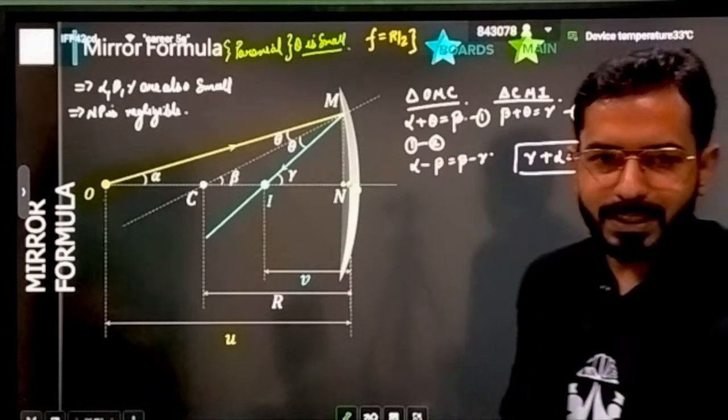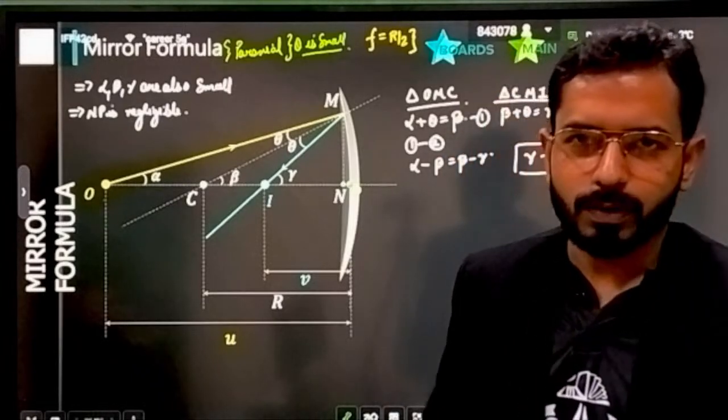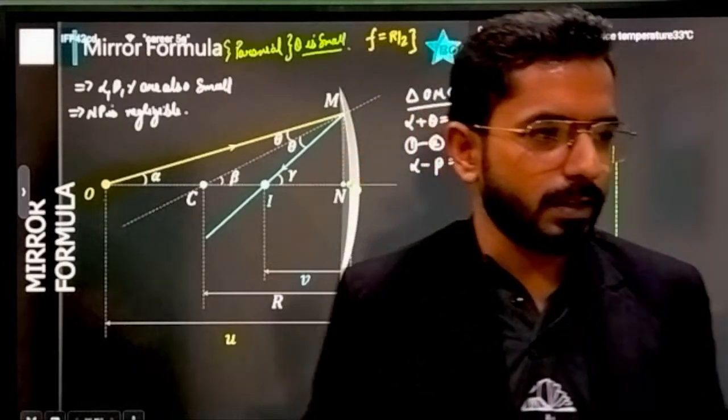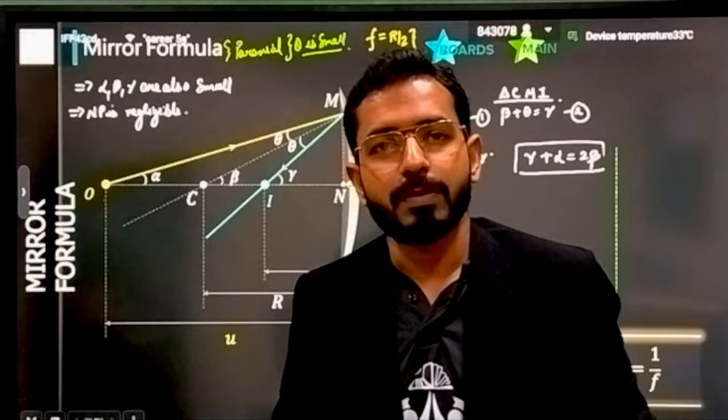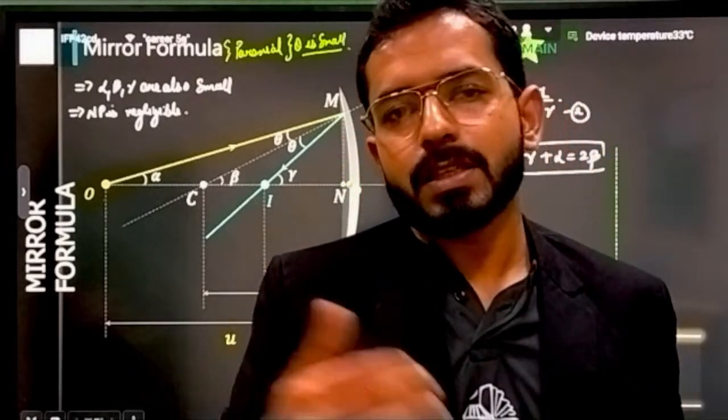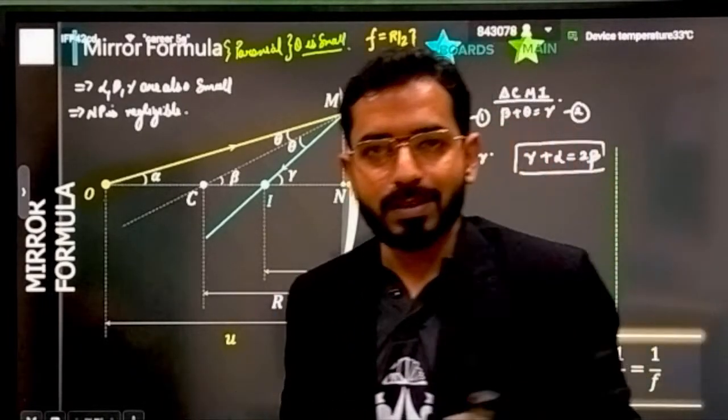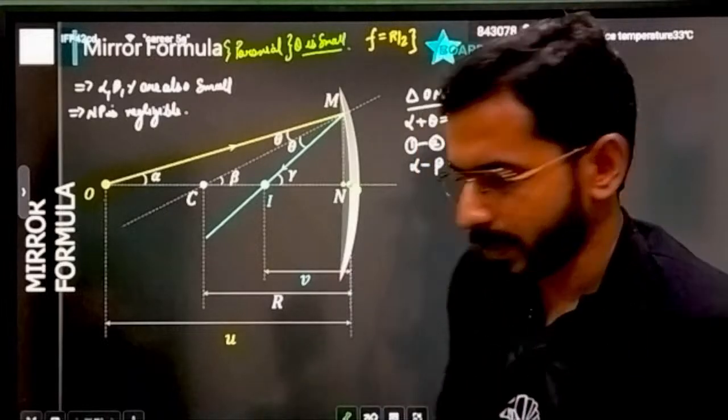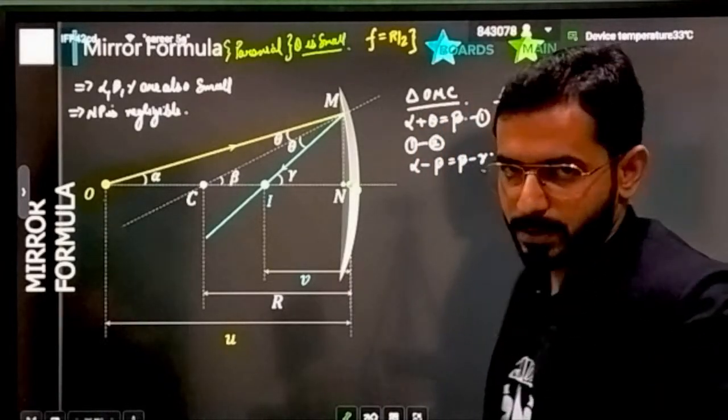See, how you'll be deriving the mirror formula. Anyways, what is the mirror formula that you have already studied in basic classes? 1 by v plus 1 by u is equal to 1 by f. Now let's today understand how it is actually derived. Okay, it is very interesting. Just listen here. You have to apply a little bit of maths, of course.